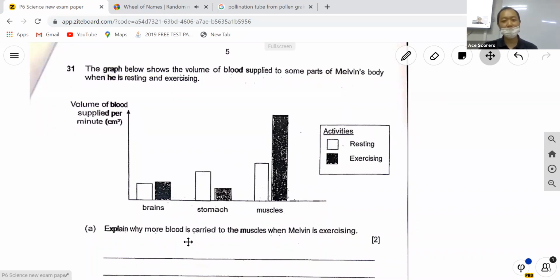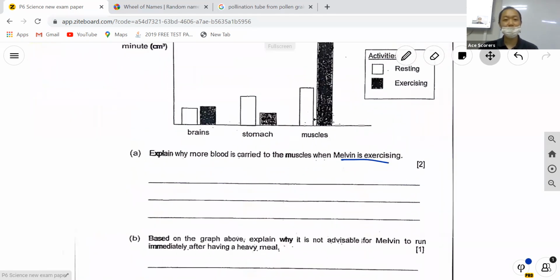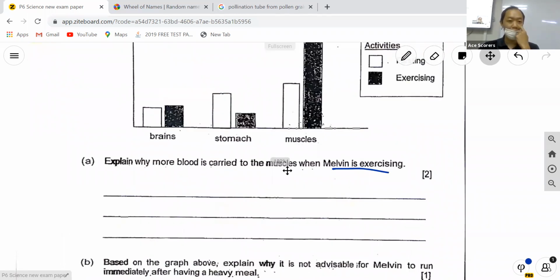Right, 31. Explain why more blood is carried to the muscle when Melvin is exercising. Now, this is another typical question. I don't know why you love to ask this. Why more blood when exercising? So you must start with when Melvin is exercising. Come, present. So we start with when Melvin is exercising.